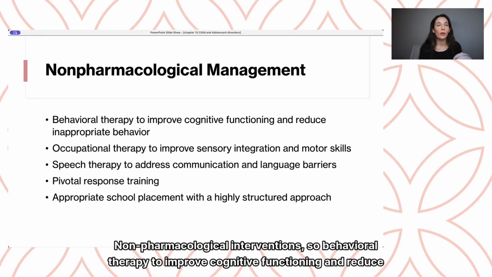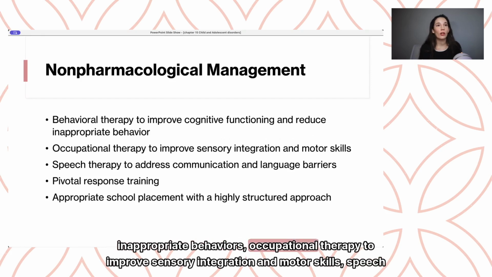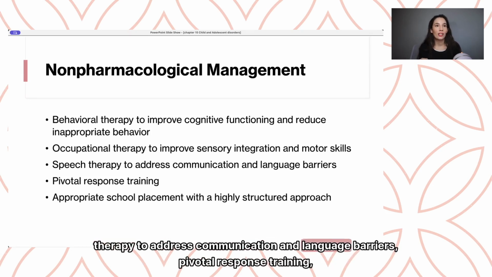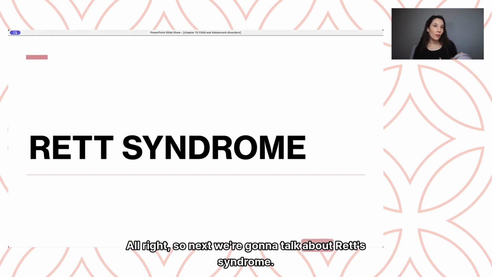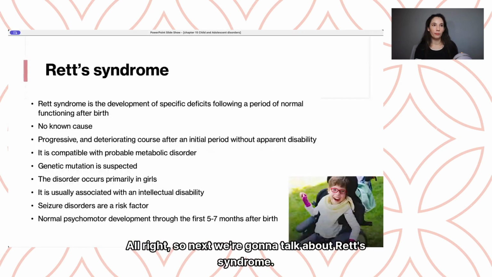Non-pharmacological interventions: behavioral therapy to improve cognitive functioning and reduce inappropriate behaviors, occupational therapy to improve sensory integration and motor skills, speech therapy to address communication and language barriers, pivotal response training, and appropriate school placement with a highly structured approach. All right, so next we're going to talk about Rett's syndrome.